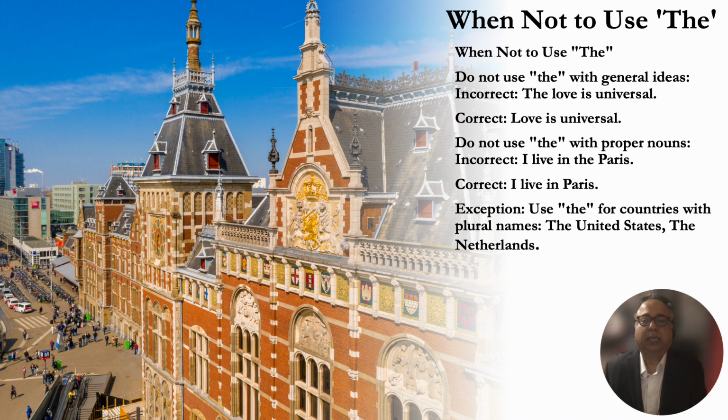So rather than saying, I live in the Paris, you don't need the there because it's a proper noun. It's the name of a city. I live in Paris. Okay? India, for example, is a proper noun. It's the name of a country. So you don't say, I am from the India. Correct? You will say, I'm from India. So do not use the in these cases.